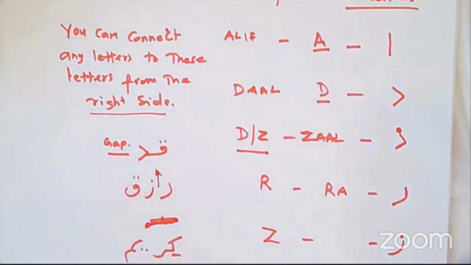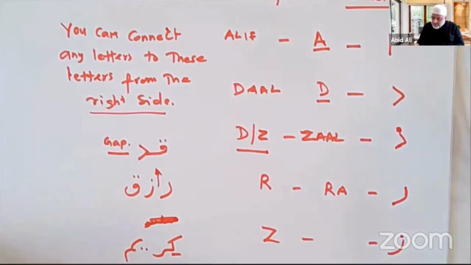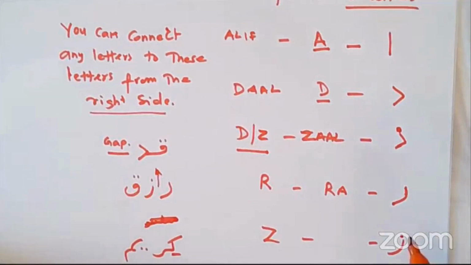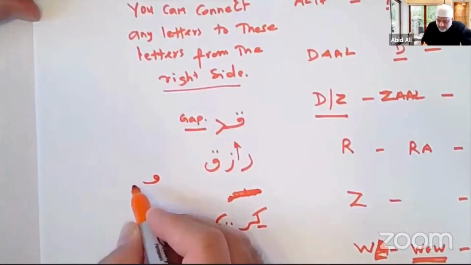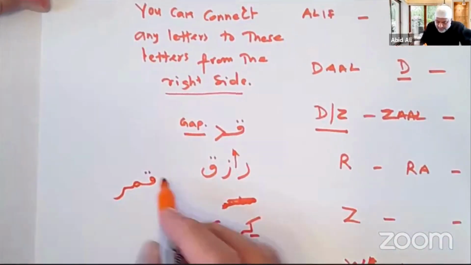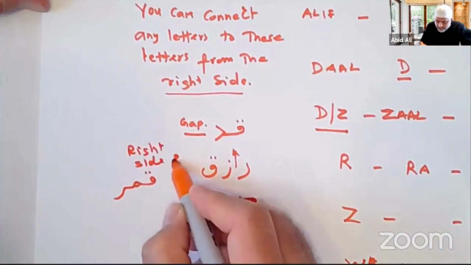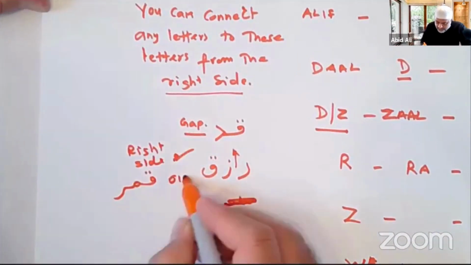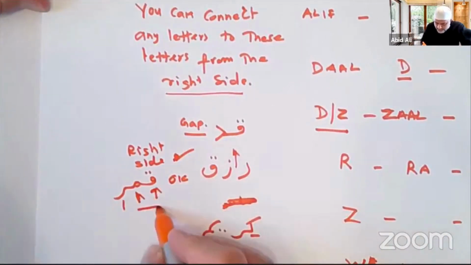Brother Abid, there are words where there may not be gaps, for example, kamar. In kamar there is no gap. Let's write it: kaf, mim, ra. Yes, you're right, I said the right side is okay. You added kaf and mim to ra from the right side.